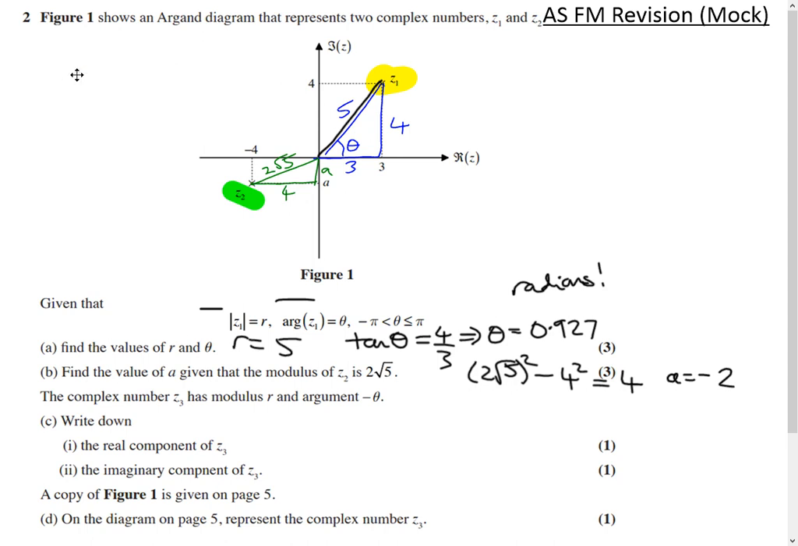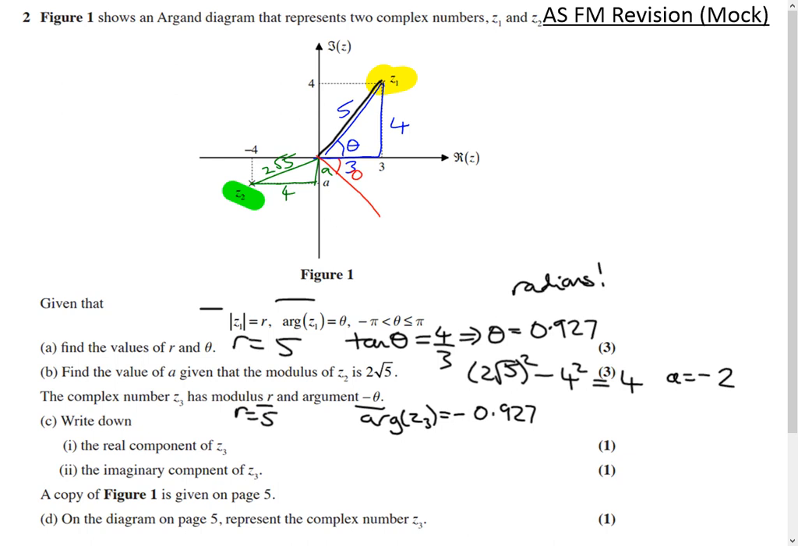Okay, now they've introduced a new complex number, Z3. Z3 has modulus R and argument negative theta. At first you might think, what's that? Well, we already worked out that R and theta are the values we've already found. So R is 5, and the argument of Z3 is going to be negative 0.927, because theta was 0.927. Right, what does that mean? Well, Z3 therefore has a negative argument, which means it is now below the real axis.